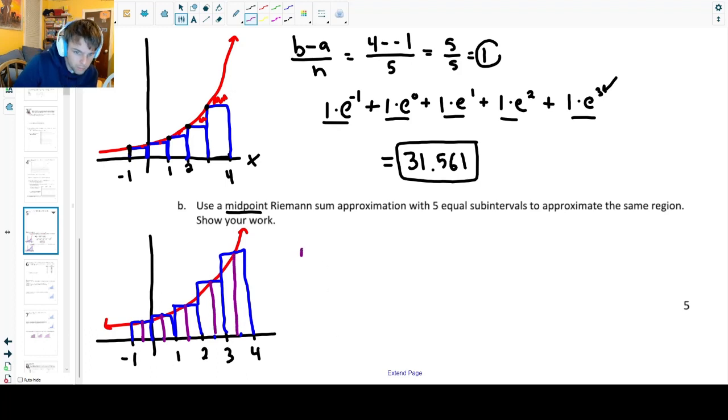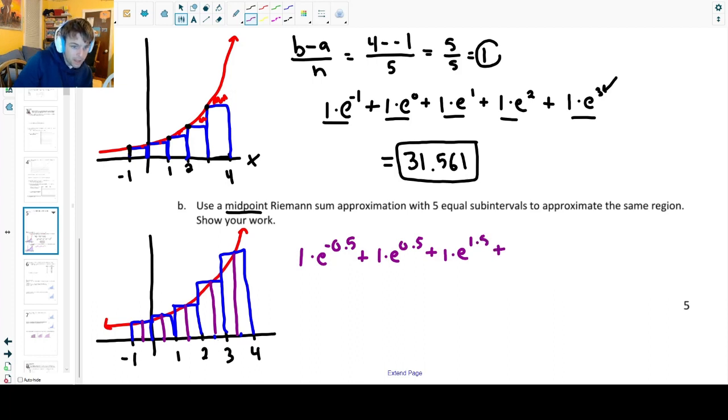So the first one would be 1 times e to the -1/2, or -0.5. So it has a width of 1, and then the height would be e to the -0.5, because that's going to be where the midpoint of that interval is. And the height located is the point on the graph there. Okay, and so this one would be located at 0.5. So 1 times e to the 0.5. Plus, now this one's 1 times e to the 1.5. That's where the middle of that interval is.